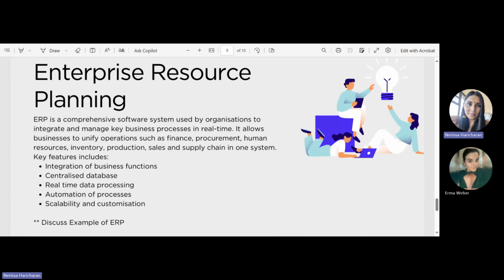Some of the features of ERP are that we can integrate the different business functions, be it finance, procurement, HR, inventory, production, etc. Everything can be under one platform. It's data sharing and collaboration between departments so that you're not sitting with silos anymore. Everyone's working together. It is a centralized database.